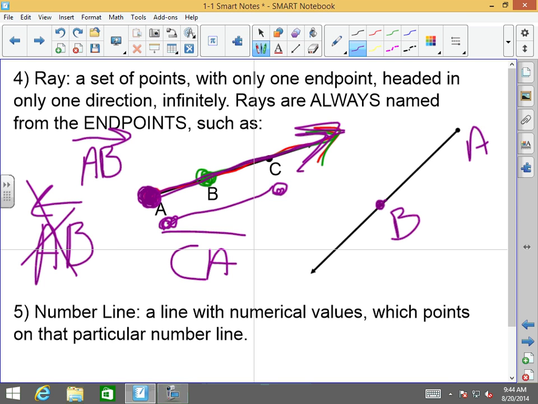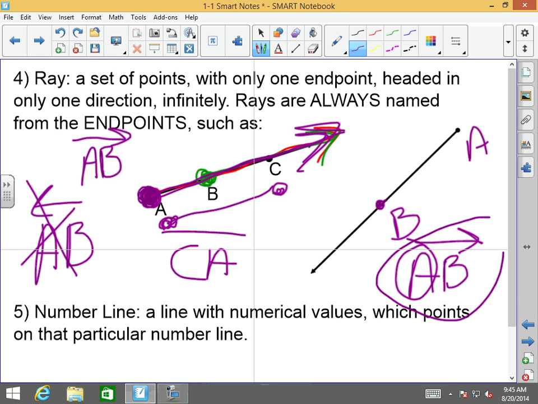Guess what, guys? Even if it's going in that other direction towards the left, you're still going to write AB. Because the ray is saying, okay, here's my endpoint, here's A. Where am I going towards? B. It doesn't matter if you're going to the left or to the right. What this symbol tells you is that I'm starting at A and I'm going towards B, whether it's up, down, left, or right. That's a great question. Thank you. Excellent job.